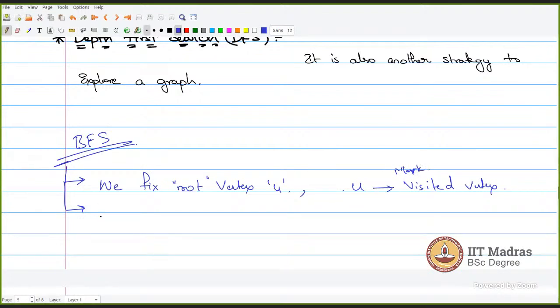Now the next step is we explore all the neighbors of the vertex u. Once we fix this root vertex and after marking this vertex u as visited, what this visited vertex means is that we have explored the vertex u. That is what it means. Once after exploring this, next we explore all the neighbors of vertex u.